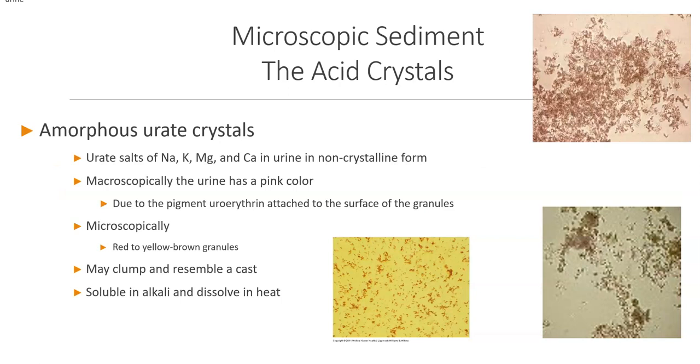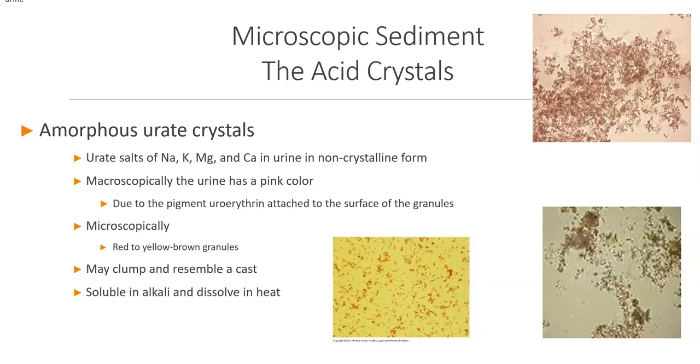Amorphous urate crystals are urate salts of sodium, potassium, magnesium, and calcium in urine in non-crystalline form. Macroscopically, the urine has a pink color, and this is due to the pigment uroerythrin attached to the surface of the granules. Microscopically, the granules appear red to yellow-brown.